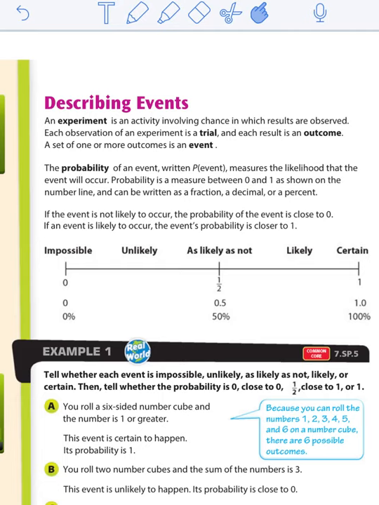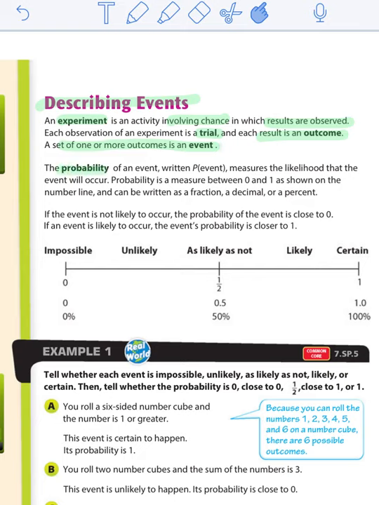All right, so in this section, we're going to look at describing events. An experiment is an activity involving chance in which results are observed. Each observation of an experiment is a trial, and each result is an outcome. A set of one or more outcomes is an event.